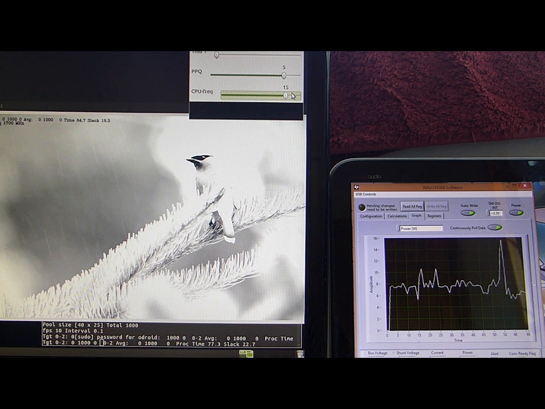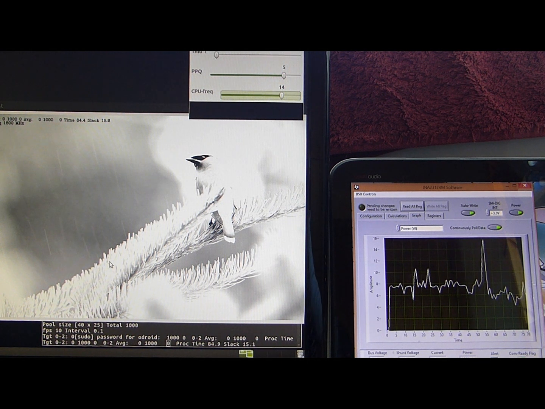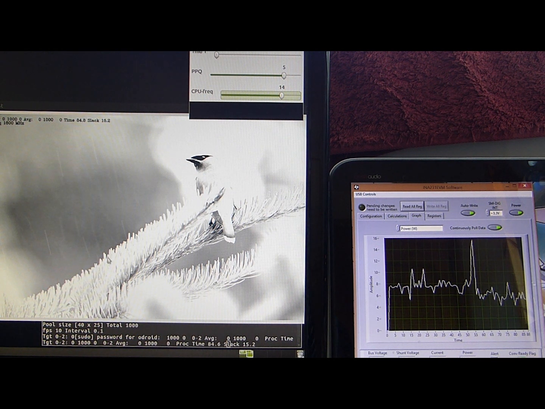Going back up, around about 1600 megahertz, we're showing a slack time of about 12 milliseconds, 10 milliseconds. I tend to use 10 milliseconds as the target, and you can see on the right hand side the power's dropped to about 5.9 watts. Obviously we can average these out and get much better results in a proper test.